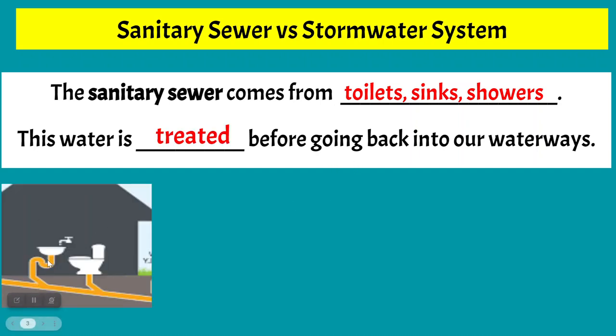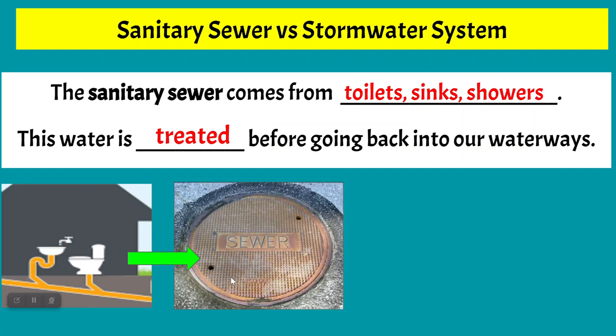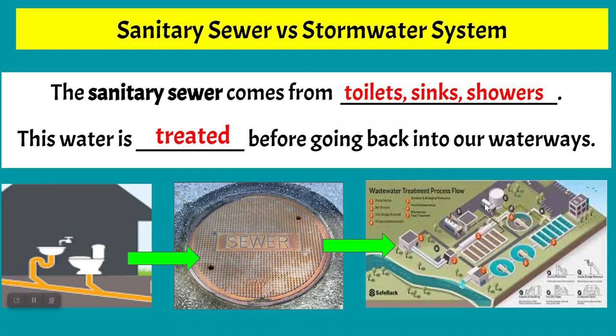So we have water that goes into sinks, into toilets, things like that. It is going to go into a contained system, pipes that are going directly from the building into pipes. The water is being contained in the sewer, and then it is moving on to a water treatment plant. It will be treated before it is released back into the waterways.